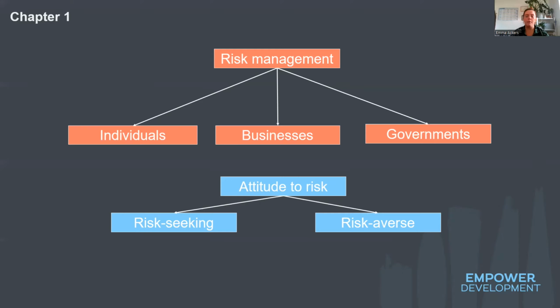And you may remember from your previous studies that individuals can be risk-seeking or risk-averse. So risk seekers might be people who throw themselves off cliffs, bungee jumping, and then risk-averse people might prefer to stay at home with a hot chocolate.